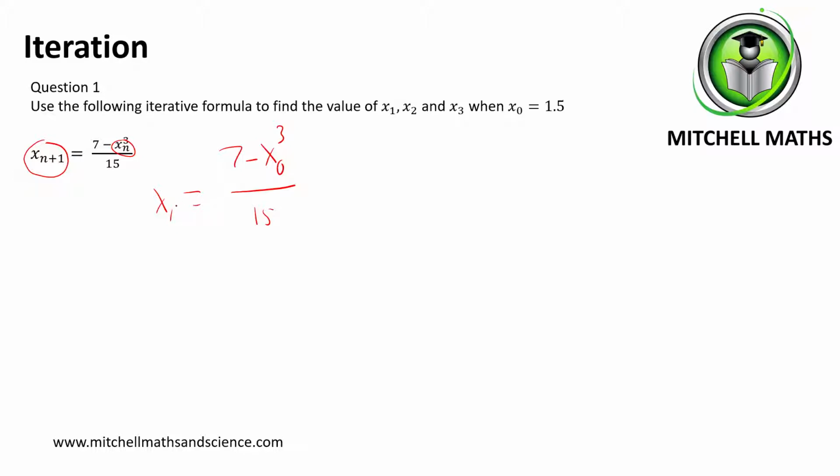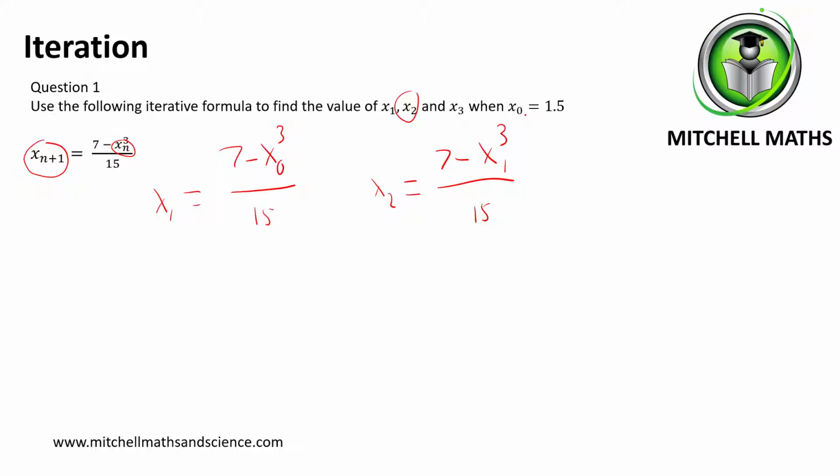So if you wanted to find x1, you could put x0 into the formula, because 0 is n. If n is 1, then we'd have 7 minus x1 cubed over 15, and that'd give us, well, n plus 1, 1 plus 1 is 2. So every time you want to find the next term, you need to put the previous term into the formula. And we're going to start with x0.